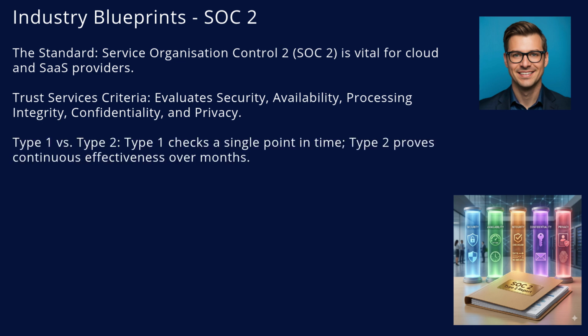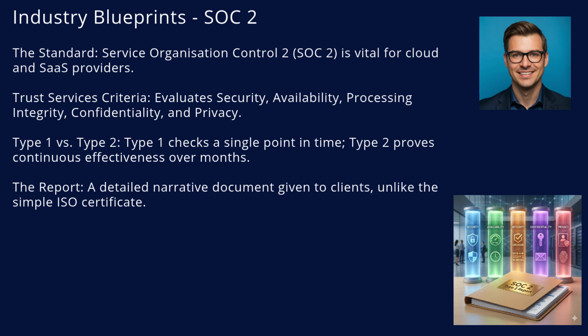You must understand the difference between the reports. A Type 1 report is a snapshot. It proves your controls were designed correctly on one specific day. A Type 2 report is the Holy Grail. It proves your controls operated effectively continuously over 6 to 12 months.